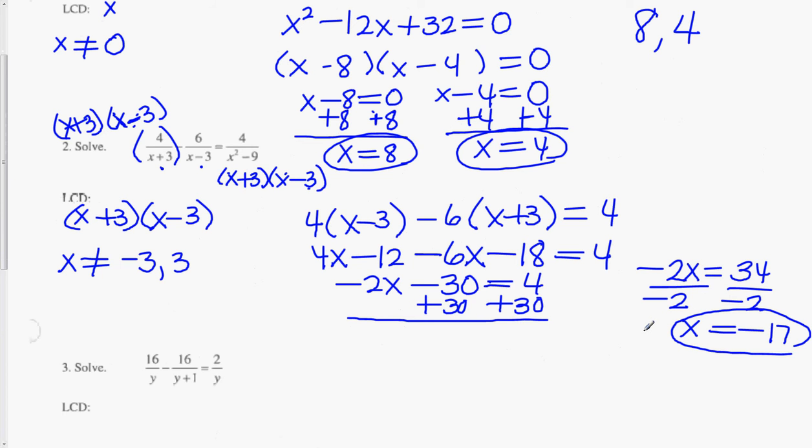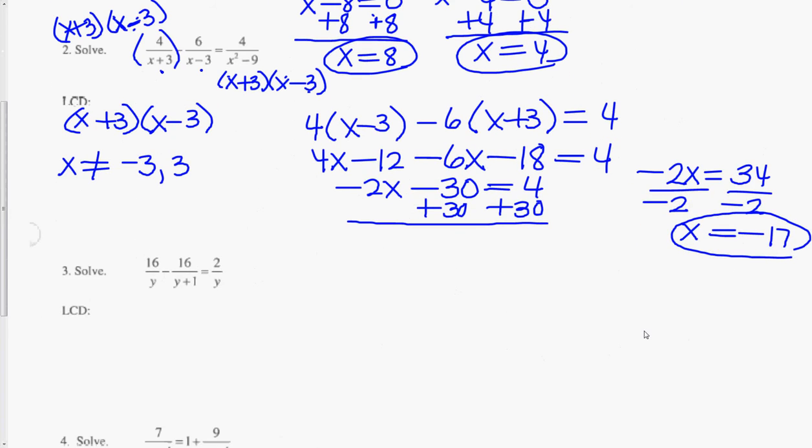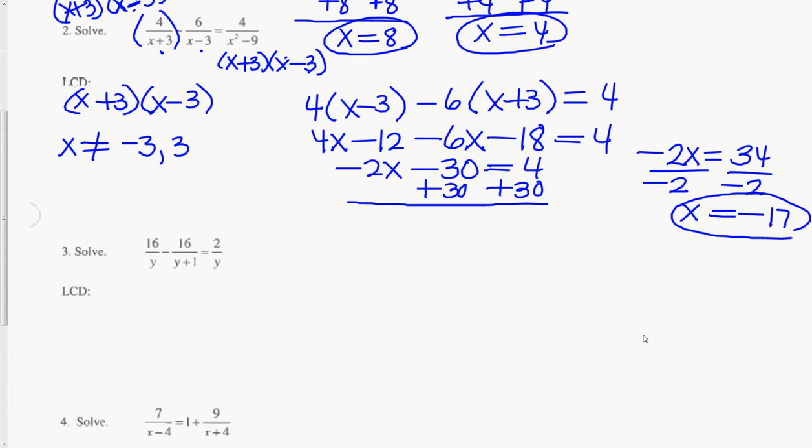All right, let's look at the next one. We've got 16 over y minus 16 over y plus 1 equals 2 over y. So on this one, my LCD, I have a single y. It's got to be there. And then I've got a y plus 1. It's got to be there. And so on this one, y's cannot equal 0 because I have a single one in there. And then the second fraction, I couldn't have a negative 1. That would be bad. So I'm going to multiply each one times y plus 1.